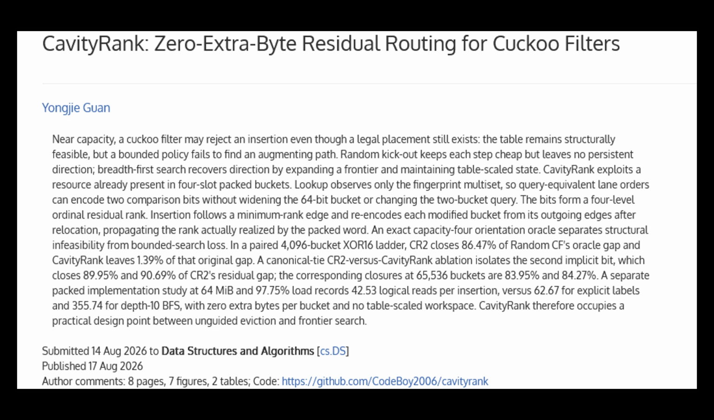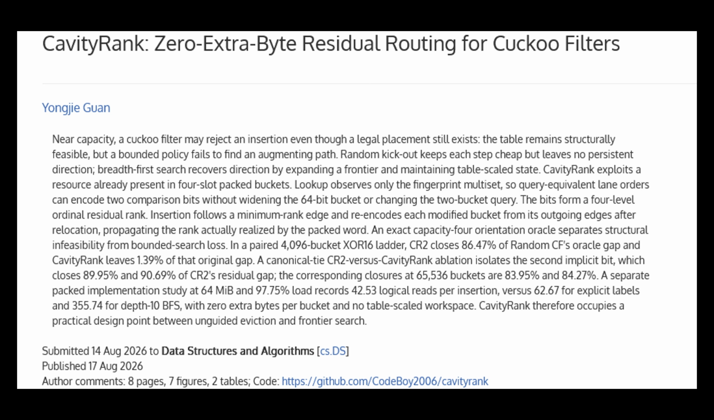How guided routing works. When an insertion encounters a full bucket, CavityRank examines the 4 possible fingerprints it could evict. For each candidate, it looks at the destination bucket and checks its rank. It then chooses the fingerprint whose destination has the lowest rank, effectively moving toward buckets that have previously shown promise. This is a minimum rank single path approach. The algorithm follows one relocation path, but unlike random eviction, it persistently moves toward lower ranked buckets. The rank acts as a directional signal, gradually steering the insertion toward a cavity.